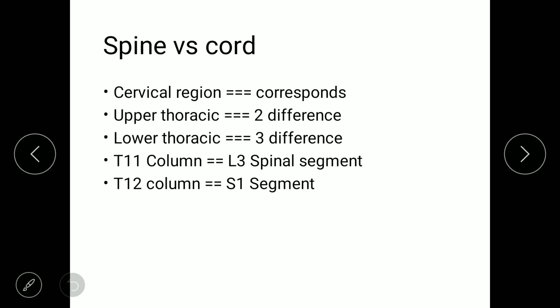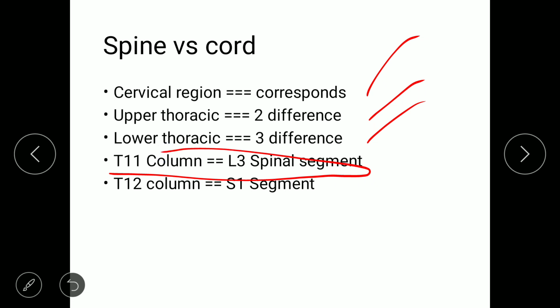Coming to the spines, because we cannot palpate the vertebral body, we will be feeling only the spines. In the cervical region, as usual, it corresponds. In the upper thoracic, there will be a 2 segment difference. Then in the lower thoracic, it will be a 3 segment difference. And the T11 spine corresponds to the L3 segment, and T12 corresponds to the S1 segment. These are some important landmarks. Underneath the spine of the T11 vertebra you will have the L3 spinal segment.